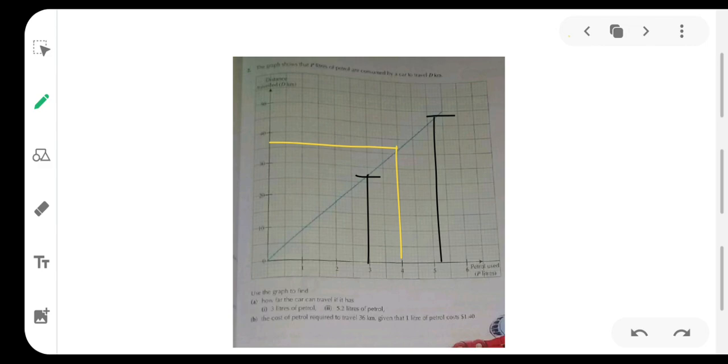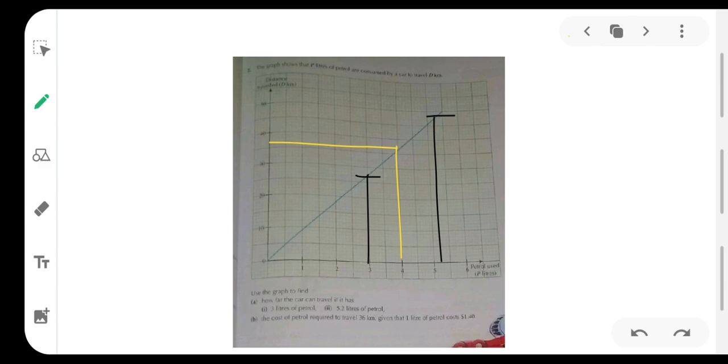Question number 2 states that the graph shows the P liters of petrol which are consumed by a car to travel D kilometers. Use the graph to find how far the car can travel if it has 3 liters of petrol and 5.2 liters of petrol. In the graph, this is a linear graph. The x-axis represents the petrol used by the car, and the y-axis represents the distance covered by the car. So we are given 3 liters of petrol.